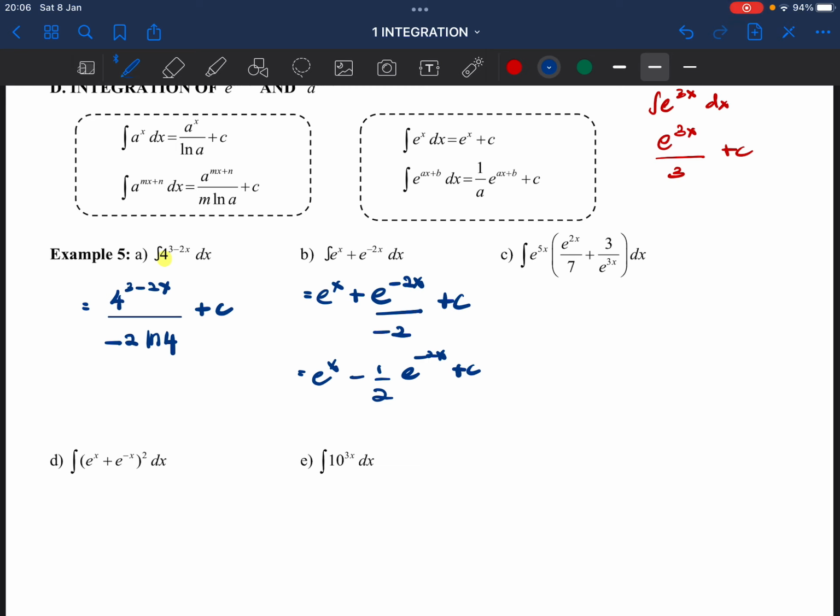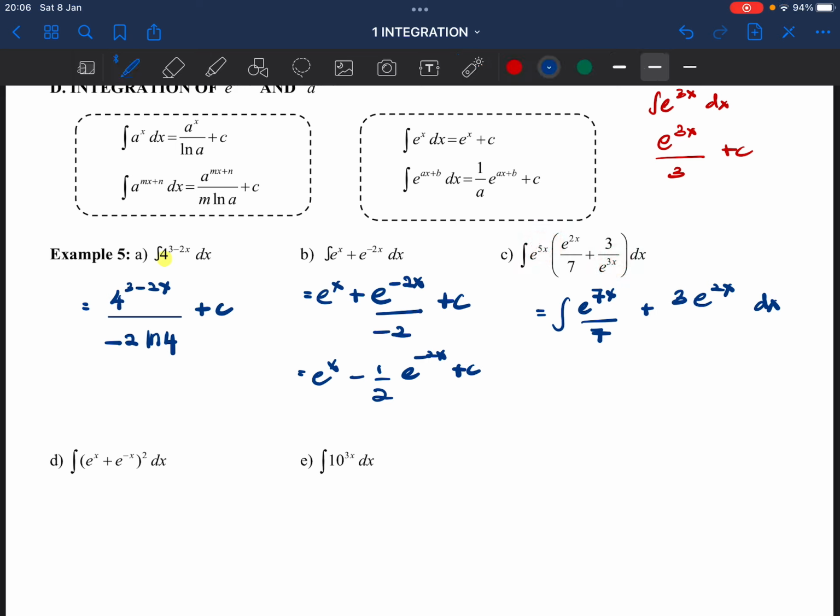Okay, for question C, also just simplify the expression first. e^(5x) multiplied by e^(2x). So indices, this one should be e^(7x) over 7 plus 3e^(2x) dx. Okay, so indices darab, maksudnya power kita tambah. So 5x plus 2x, we get 7x. 5x minus 3x, we get 2x here.